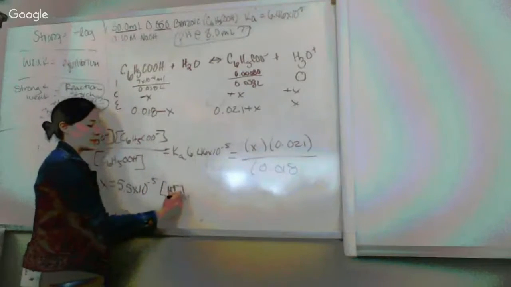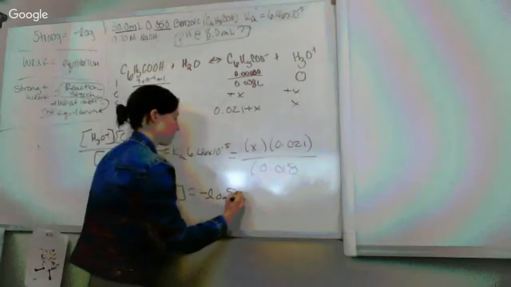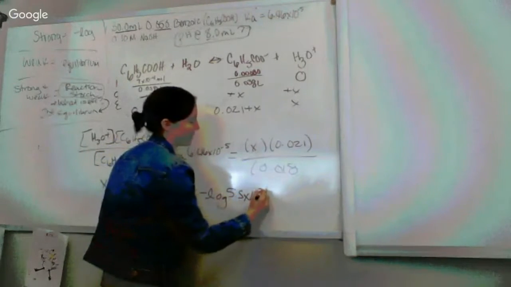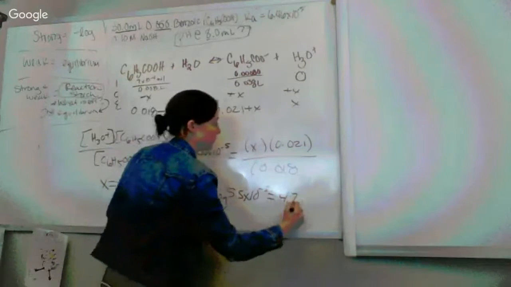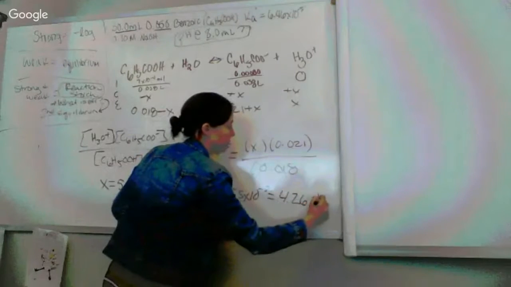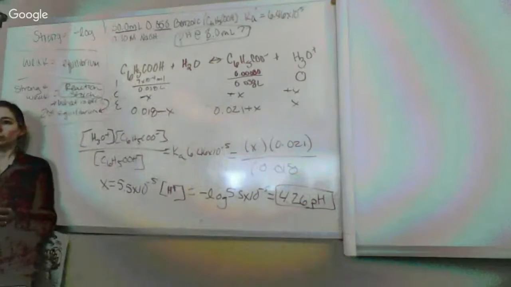So what do I do with this information? And then what do I get? What is the pH? 4.2? 0.26. Fantastic. Okay.